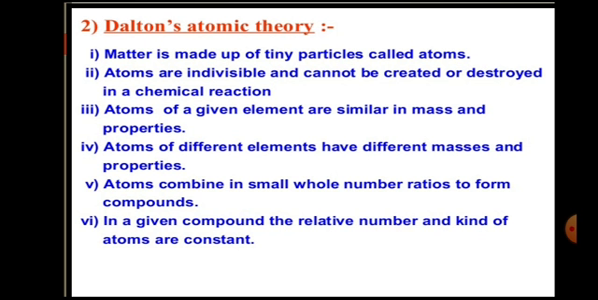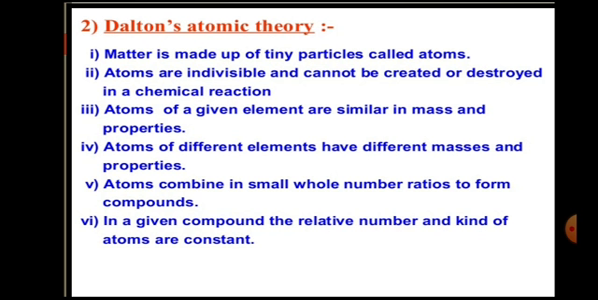Next, atoms of a given element are similar in mass and properties. Fourth, atoms of different elements have different masses. It means each and every element has a different mass and also different properties. And next, atoms combine in a small whole number ratio to form a compound. It means one or two atoms combine to form a compound in a whole number ratio. He explained in this theory that in a given compound, the relative number and kind of atoms are constant. In any compound that is formed, the atoms are in a constant ratio. This theory was derived by Dalton.